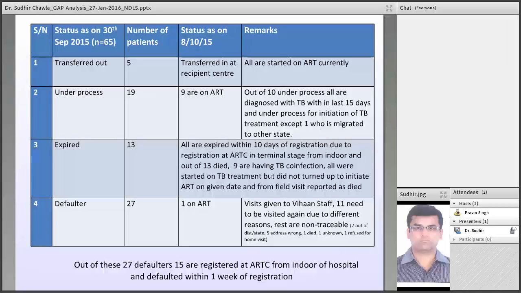It means they did not understand the importance of repeat visits at the ART center. The reason was very simple: the patient had not turned up even the first time, because the patient's case file was sent with the relatives, and the relatives did not understand the importance of visiting the ART center even after discharge. So that has to be communicated properly.